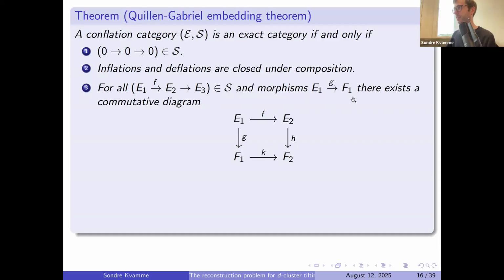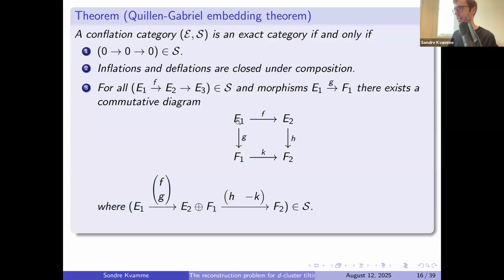Then you can find a commutative diagram. Here F is the F in the conflation, the associated inflation. G here is this vertical morphism. And what we're saying is that we can find F2 and H and K such that this diagram commutes, and such that the associated sequence is a conflation.